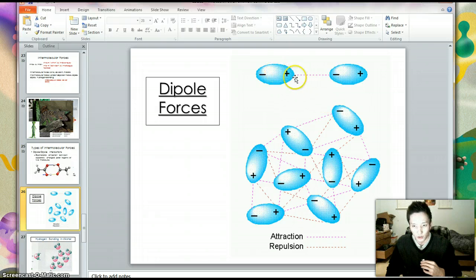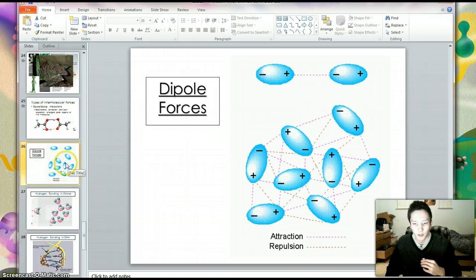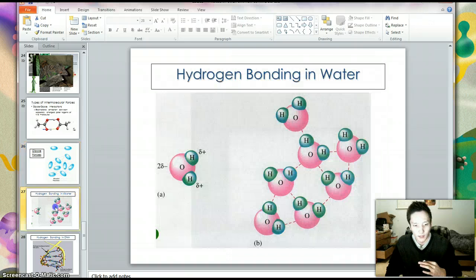Remember, these aren't actual charges. They're just partially positive and partially negative because the electrons are distributed more closely to this side. So this is just attraction. This isn't an actual bond. These types of interactions exist, and it's especially helpful to think about solids versus liquids versus gas. Solids have a stronger intermolecular force, hence they're able to stay solid, whereas gases have weaker forces, hence they're gaseous.